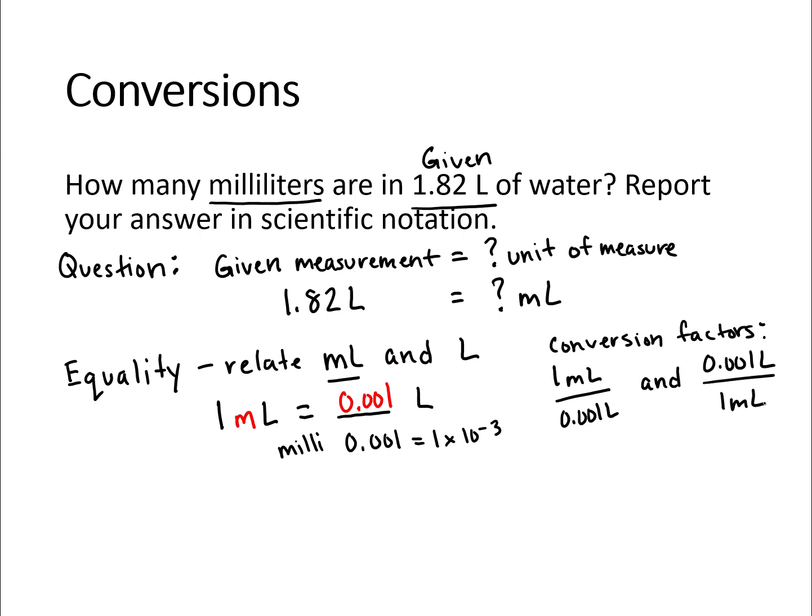Those are our two conversion factors. I'm going to label these so that when I write out the equation, you can help me out and let me know which one of these conversion factors we need to use. When you're setting up the equation, you have to go back to your given information, and we're starting with 1.82 liters. That's our given.